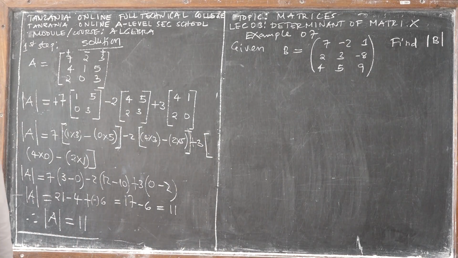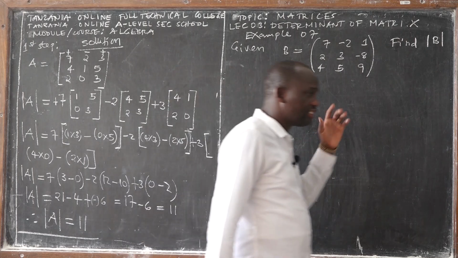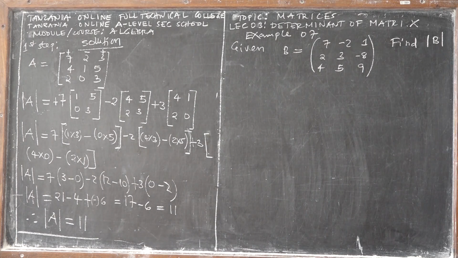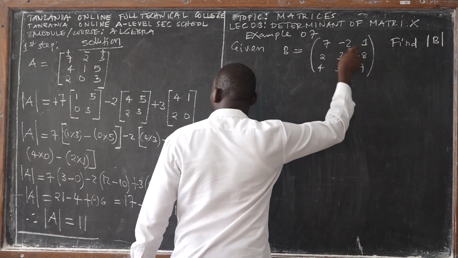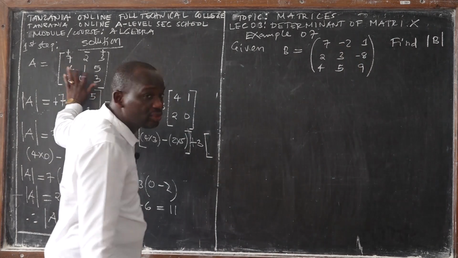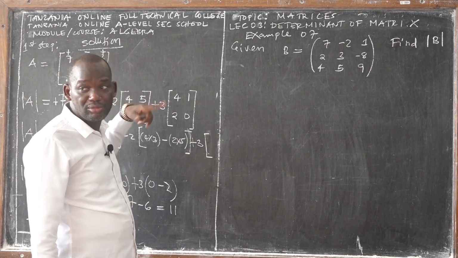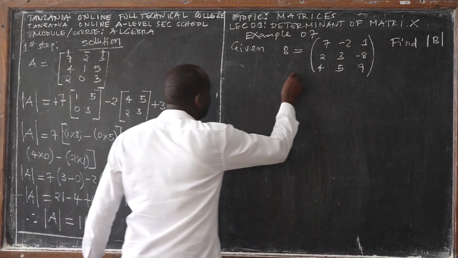So stop writing, let us try to find determinant of matrix B. One of the challenging parts is that some of these elements have negative signs. Do you see? We have some negative signs. It's completely different from this one where we have positive signs. So something will change there. Solution.